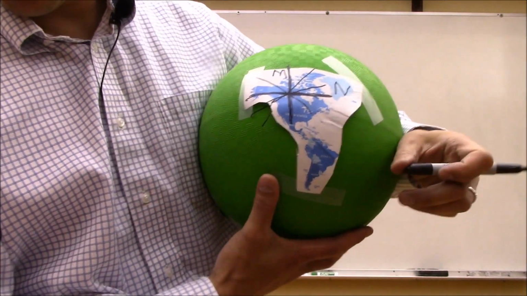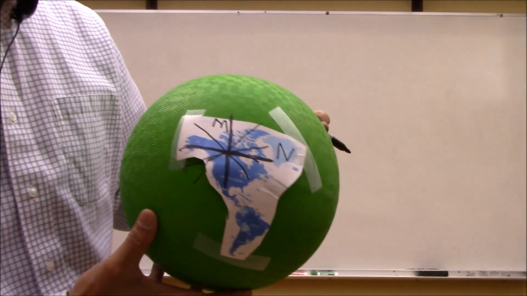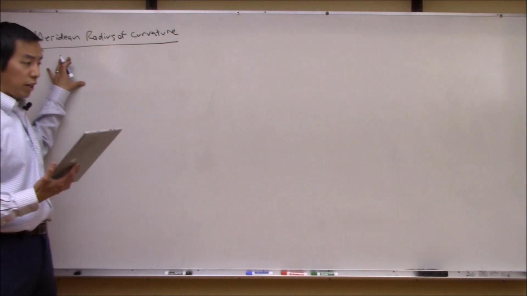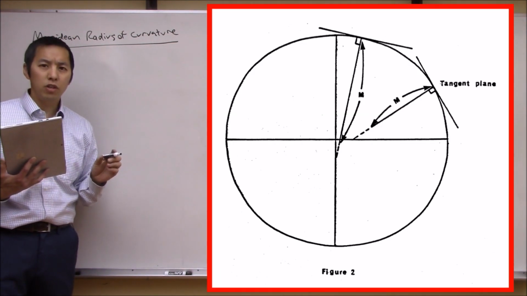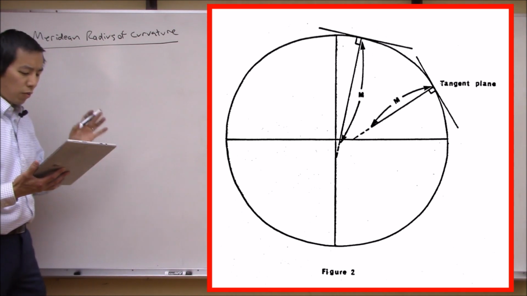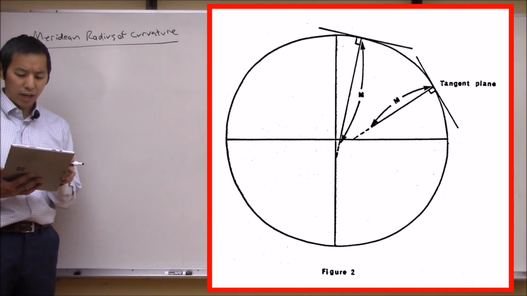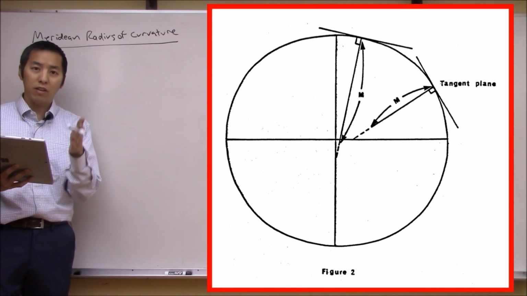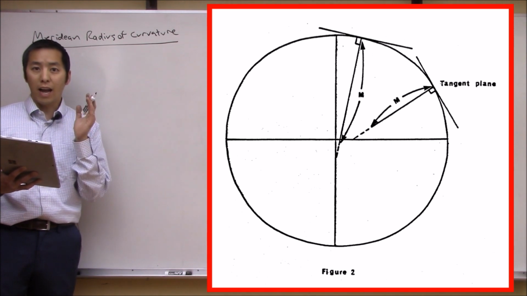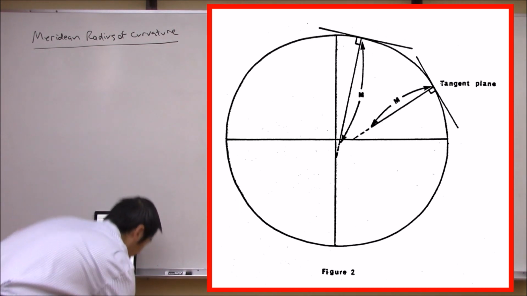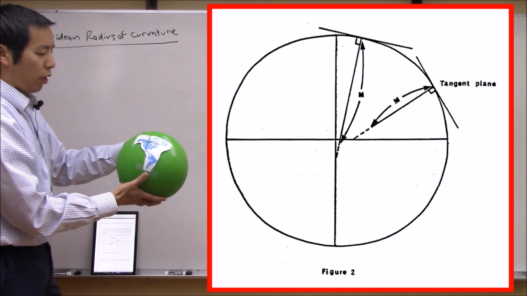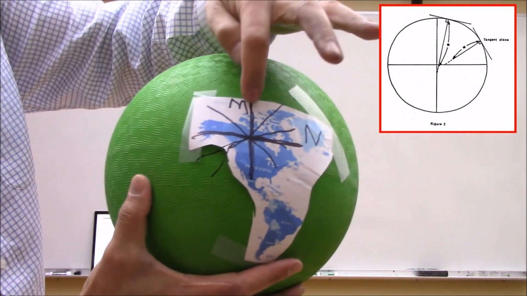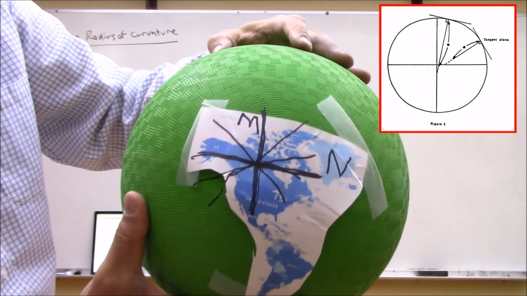So let's hop back to the board and write down formulas for what M and N are. All right, let's start with the meridian radius of curvature. Here's figure 2 from the Krakiwsky and Thomson 1974 text, which shows where this radius of curvature is located. It's in the meridian plane, so it's the radius of curvature of the generating ellipse at the point of interest. Going back to our globe, it's this vertical line in the north-south direction, the radius of curvature of this curve in the north-south direction.